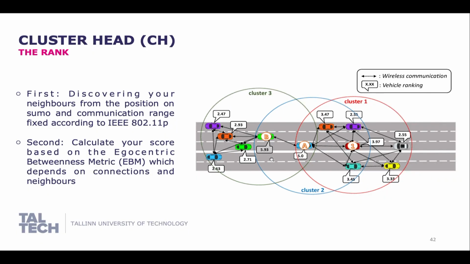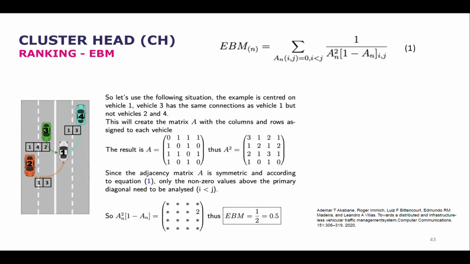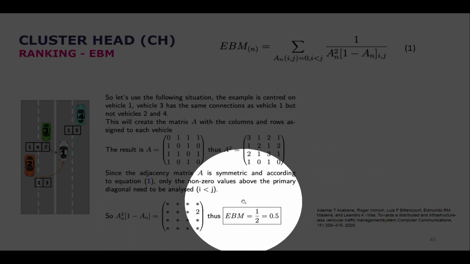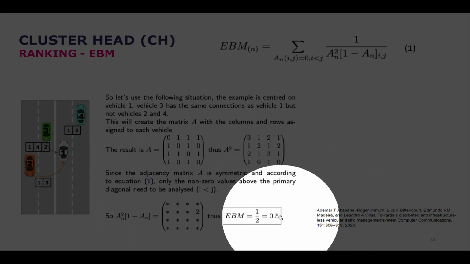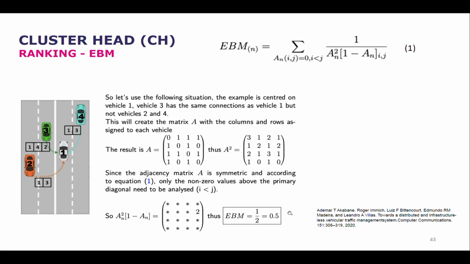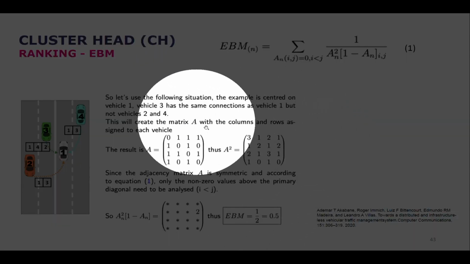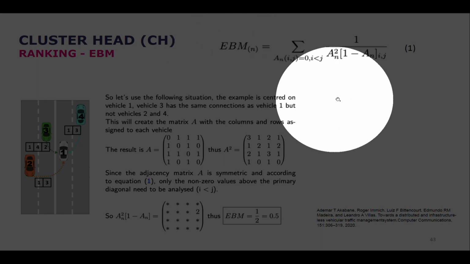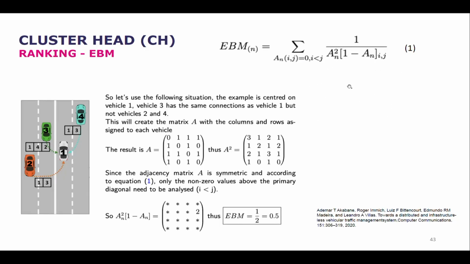So how do you compute this score? I'm showing a little example. For example, car 1 here is able to compute this score as EBM over, which is 0.5. So this is the formula for computing the cluster head for this car.